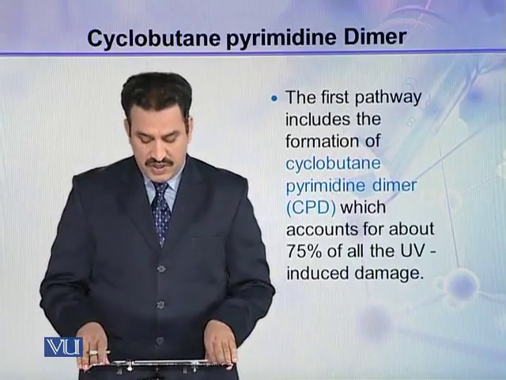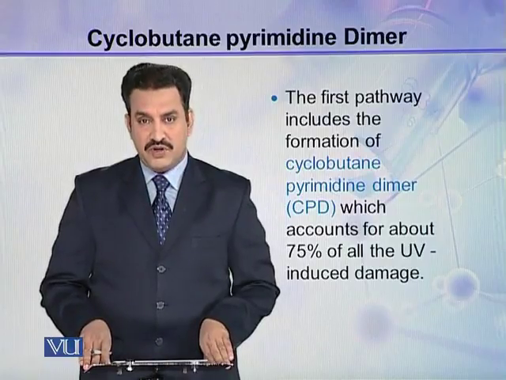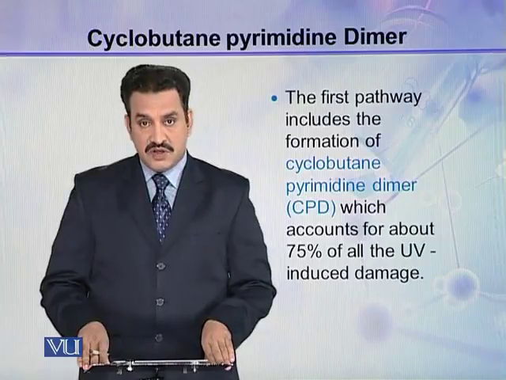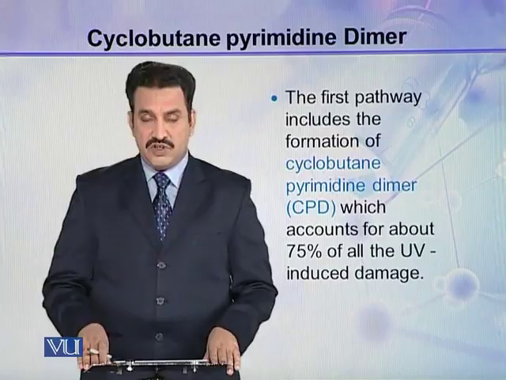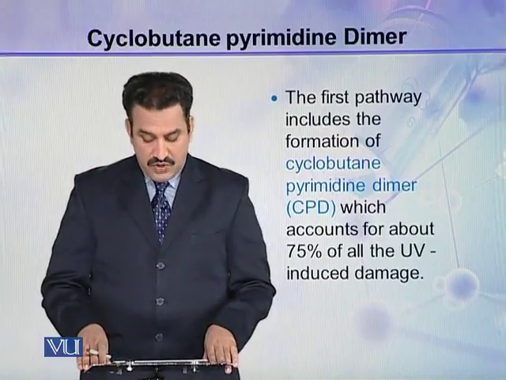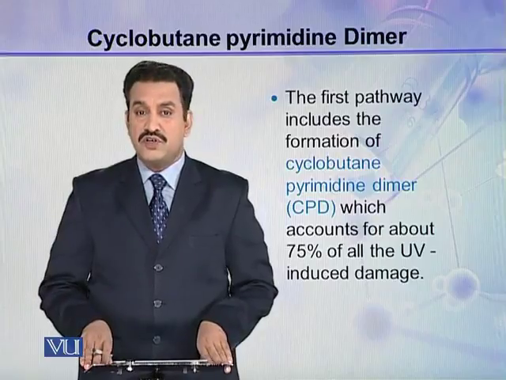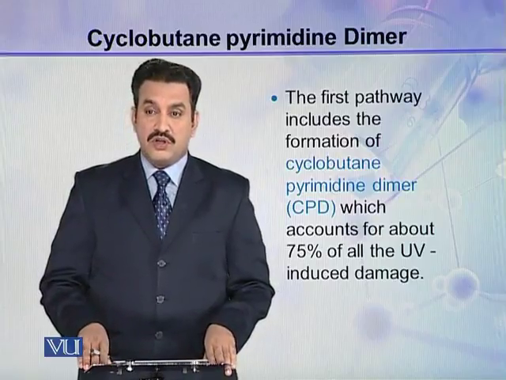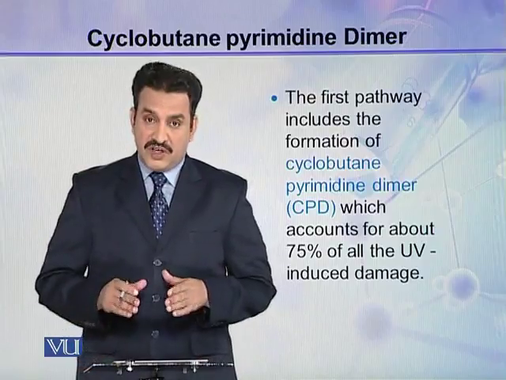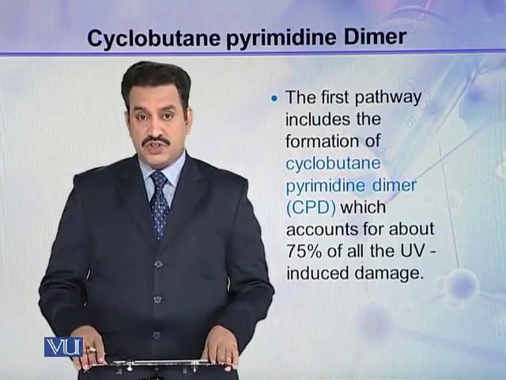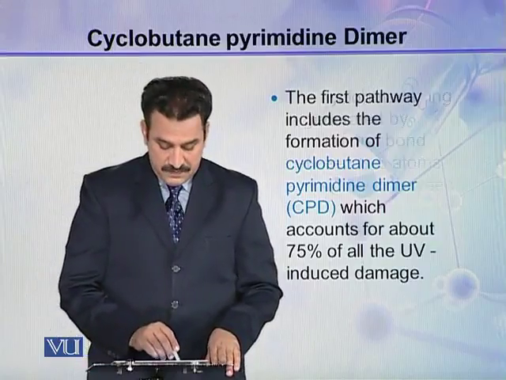The first pathway includes the formation of cyclobutane pyrimidine dimer or CPD. This is mainly responsible for the DNA damage, and it accounts for about 75% of all the UV induced damage. So of the total damage caused by UV, 75% is contributed by the formation of this CPD.